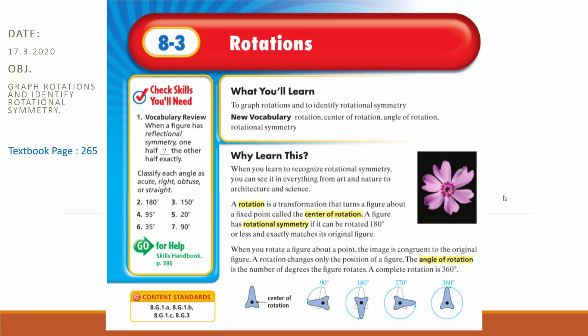When you rotate a figure about a point, the image is congruent to the original figure. A rotation changes only the position of a figure. The angle of rotation is the number of degrees the figure rotates. A complete rotation is 360 degrees. As you can see in this figure, this is the center of rotation, and here the rotation is 90 degrees, 180, 270 degrees, 360 degrees. Okay.